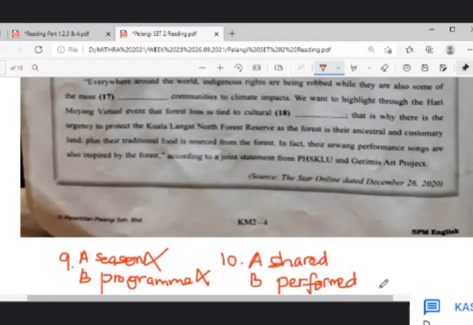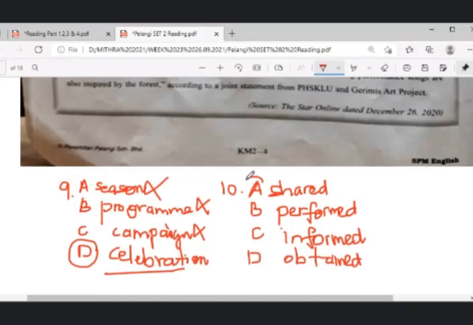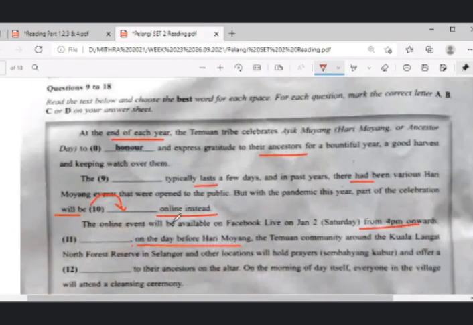But how they project it, whether you are seeing it face to face or online, so don't get trapped. So here the answer is actually share, not perform. You perform, but here the clue is actually online. So online you cannot perform. You cannot go, and things like that.